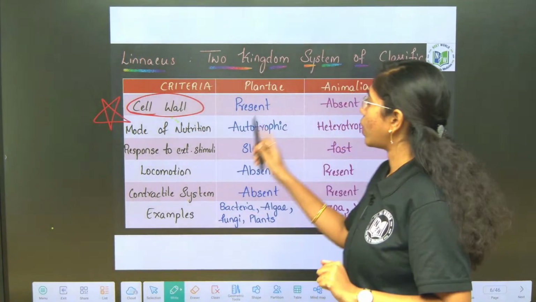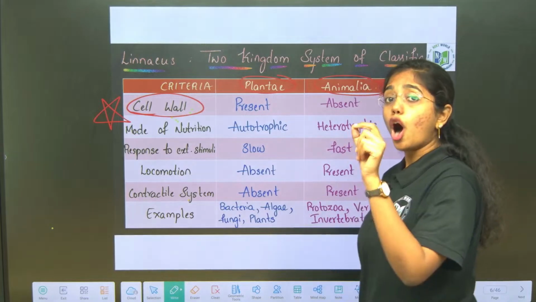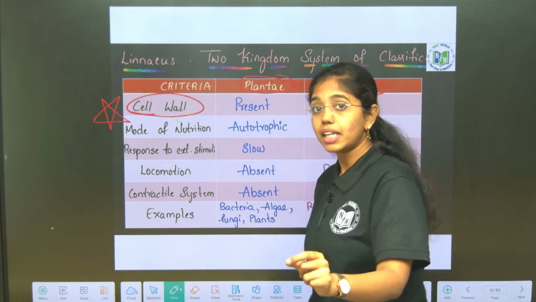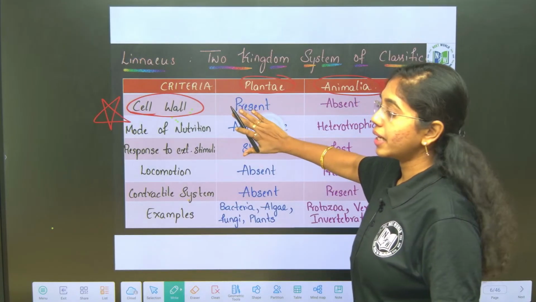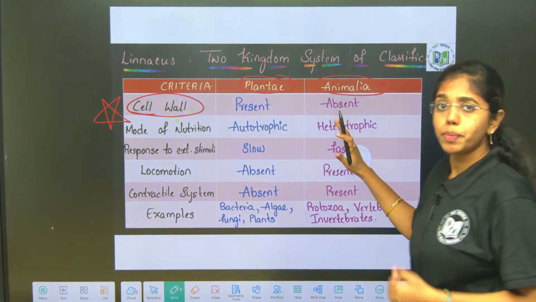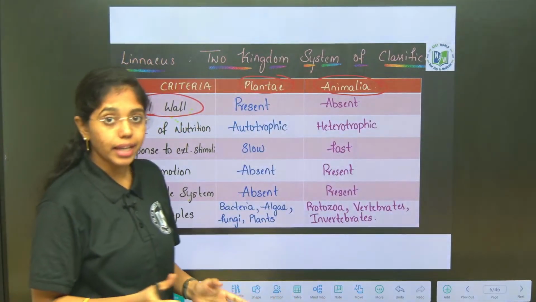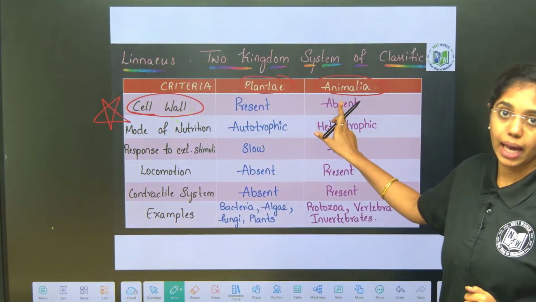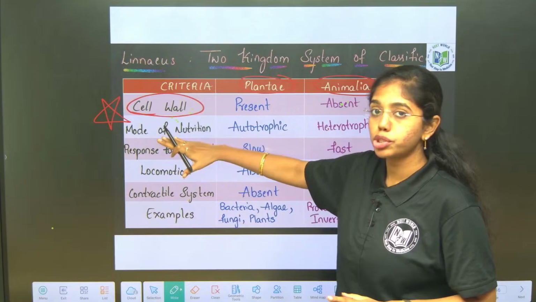Cell wall stands as the major criteria for 2 kingdom system of classification, and the 2 kingdoms that are given by Carolus Linnaeus is what ma? Plantae and Animalia. And as the cell wall is the major criteria, all those organisms, be it prokaryotic, eukaryotic, autotrophic, unicellular, multicellular, all the organisms, if they are possessing cell wall, they are placed under the kingdom Plantae. This is the major point that you have to remember. And all those organisms, be it unicellular, multicellular, autotrophic, heterotrophic, prokaryotic or eukaryotic, if they doesn't possess cell wall, they are placed under the kingdom Animalia. I hope this is clear to you. That is why cell wall is the major criteria for two kingdom system of classification.